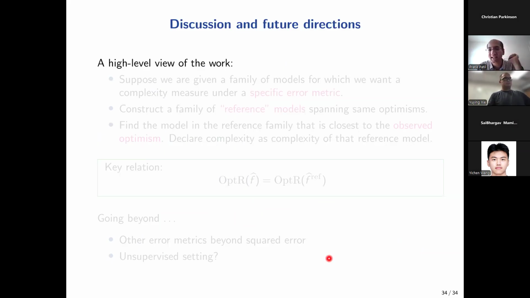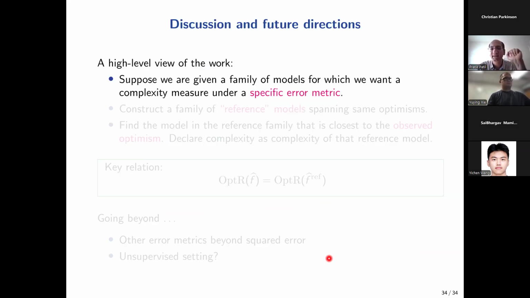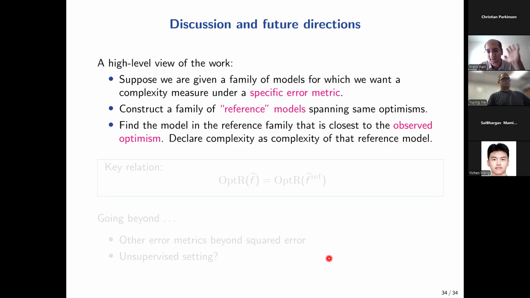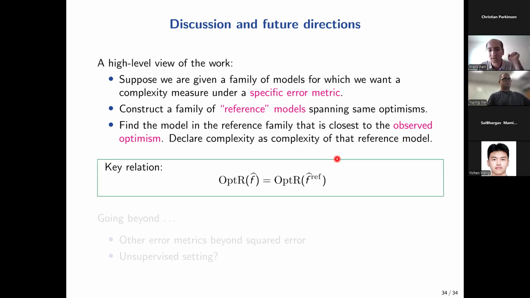So the high-level idea is that we have a metric. Suppose you want to find the complexity: you have a metric, you have reference classes, and we do this matching game of comparing the metric, which is the optimism, to the optimism of the reference model, and we assign the complexity that way. And we can decompose it using Shapley values and things like that.